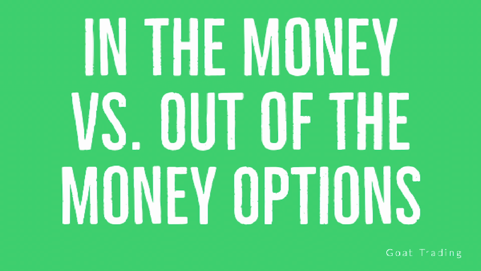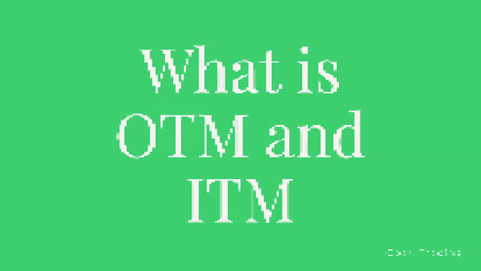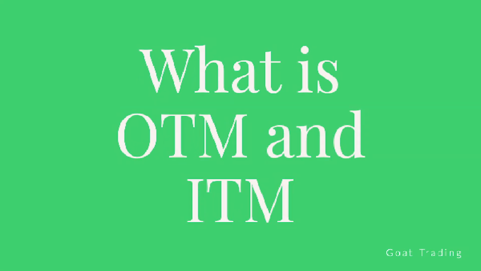All right, now let's get it started. First things first, in the money and out of the money options, what they mean. Out of the money options are, say you have a call and the strike price is higher than the price of the stock. That call is an out of the money call.